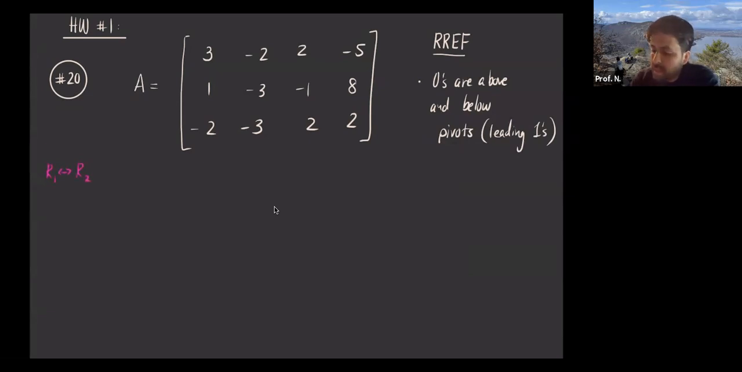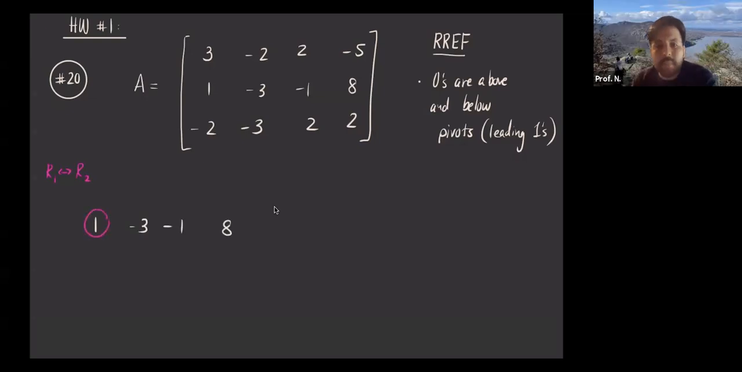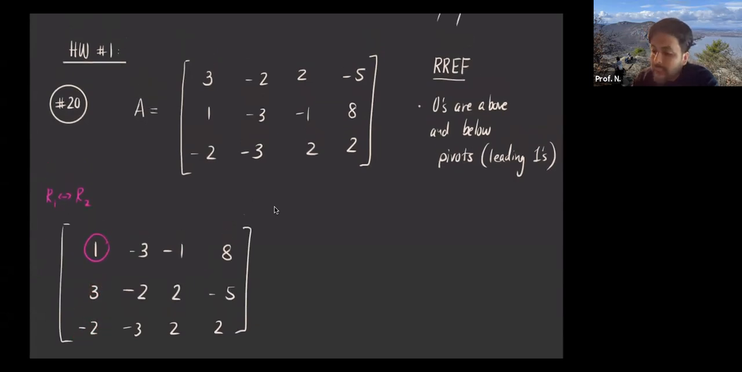Why? Because then it becomes 1, -3, -1, 8. And already look, boom, I got my pivot. You see that? So that move is kind of underrated because it's not utilized so much, but it's still a move. It's one of the elementary row operations. So boom, I got it. And this is a little bit easier now because now I can get rid of the 3 really quickly. I could get rid of the -2 really quickly. I could have divided this whole row by 3 and I would have had a 1.